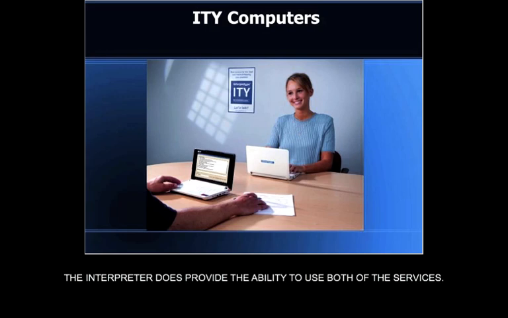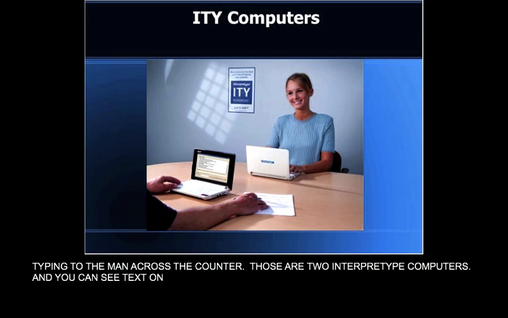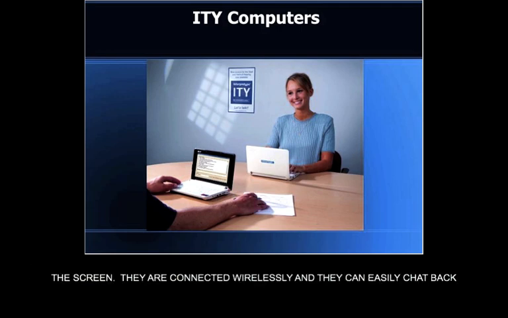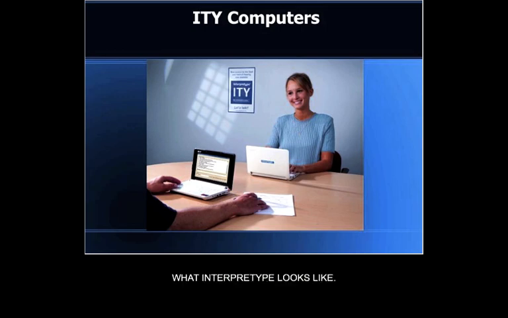Since you don't have Interpretype in front of you, I like to put up a visual so everyone knows what I'm talking about and what things look like. And you can see there's a deaf individual there typing to this man across the counter. Those are two Interpretype computers. You can see some text on their screen. They're communicating through text. They're both connected wirelessly, and they can easily chat back and forth. It's basically face-to-face instant messaging. So I want you to keep that in mind. That's actually what's sitting on my table here as I do this webinar. So I'll show this slide again later, but just keep that in mind. That's what Interpretype looks like. Usually they come in a pair of units like that.